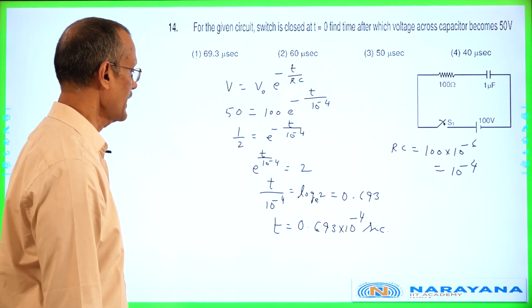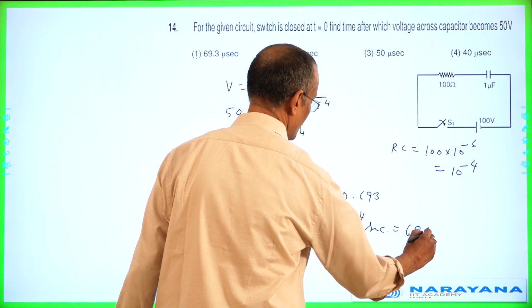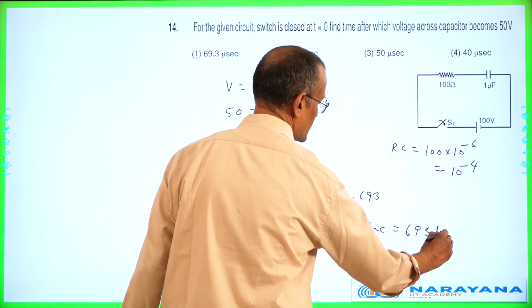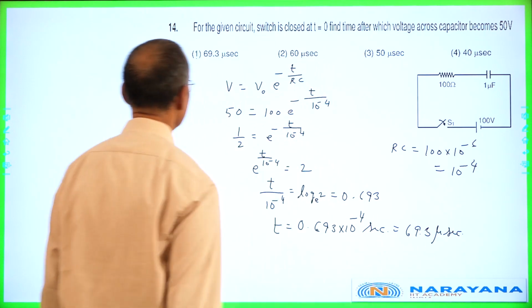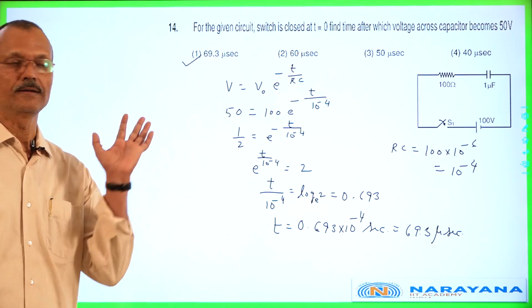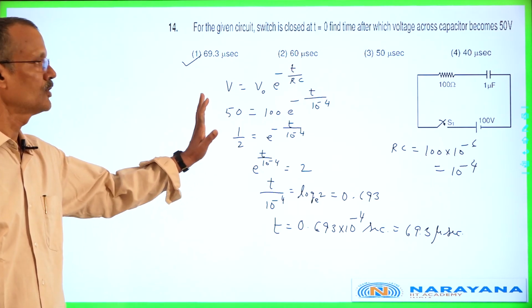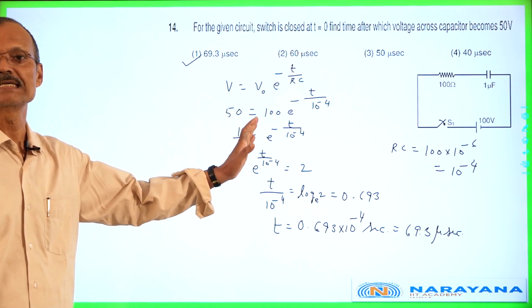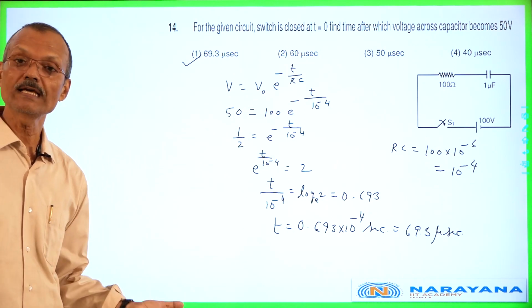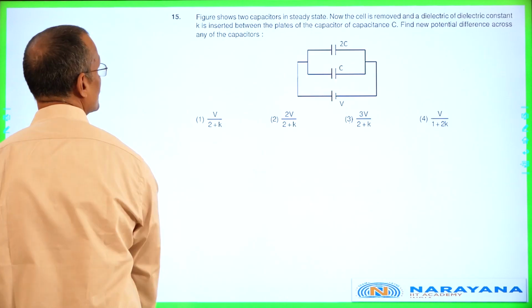If you are going for microsecond, it will become 69.3 into 10 to the power minus 6, which means microsecond. The answer will be 1. Did you understand? Simple, V equal to V naught e to the power minus t by tau, where tau is RC. Now, let us move to next question.